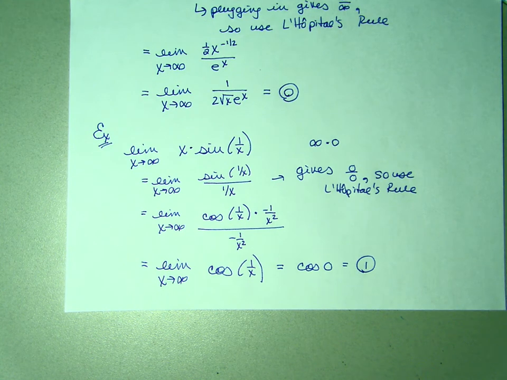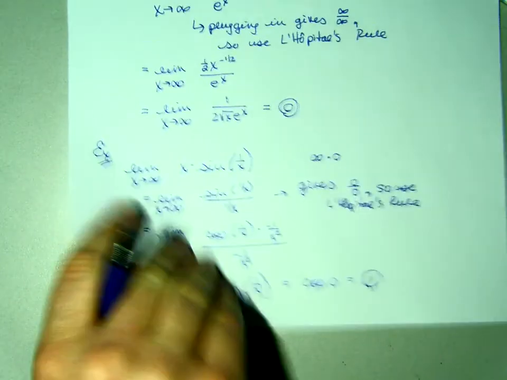What this is really saying is if we had this function and graphed this function, x times the sine of 1 over x, and looked way to the right on the graph, those y values would be getting close to 1. That's what it's really saying. Okay, do you get the 0 times infinity case? Okay, wonderful. Next case to deal with.